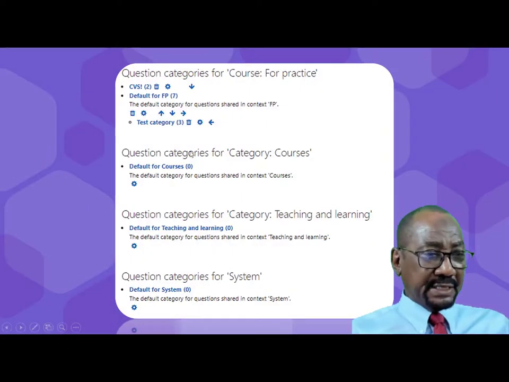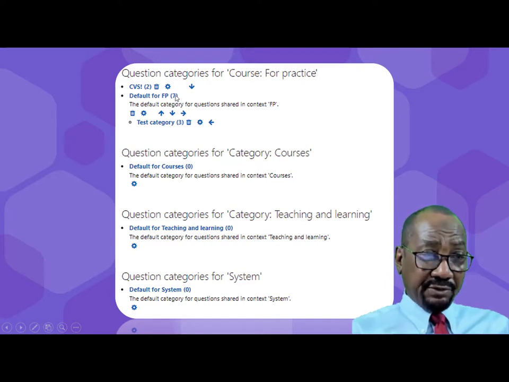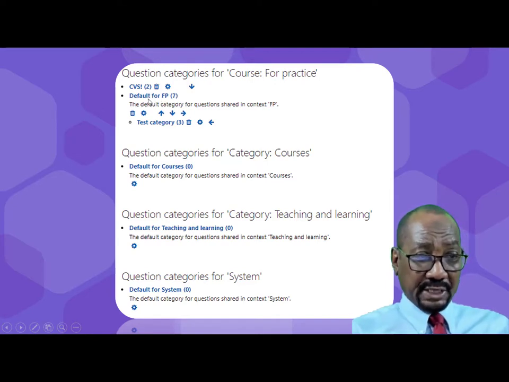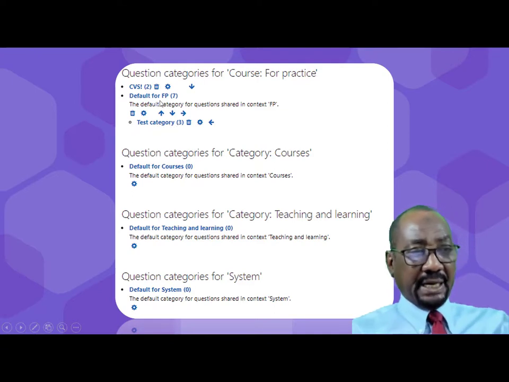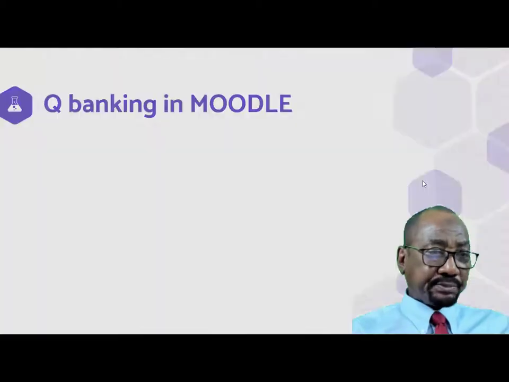So, for example, if you see here, under the default category for the practice course, there are questions added directly to the default category, and there are questions added from the test category, which are 3. So we have 7 questions. 4 of them were added directly to the default category, and 3 of them were added to the test category and automatically added to the default category for the course.